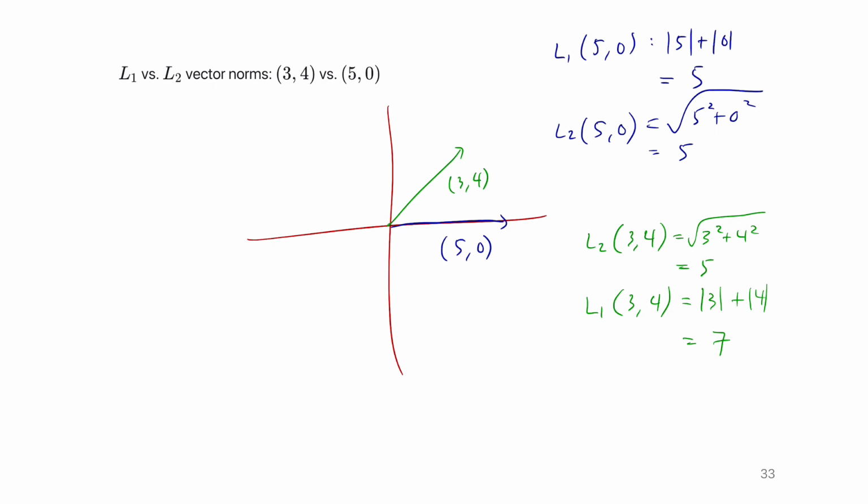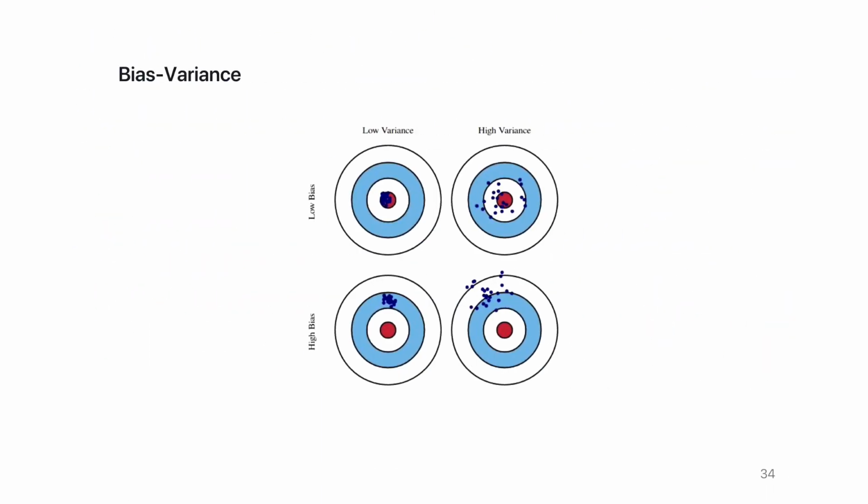Okay. I think out of the interest of time, we probably have to move on. So I'll give it back to Neil for bias variance.